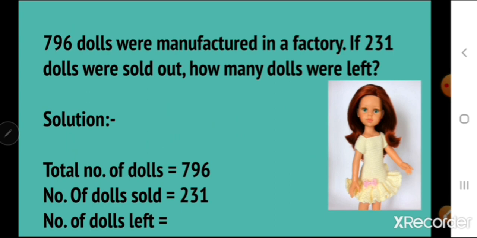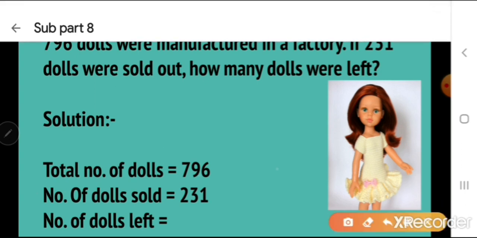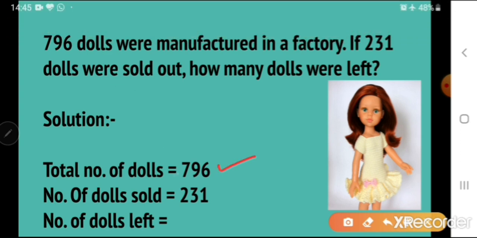After that, you are going to write the solution. Okay, first frame the question, then write down the solution. In the solution, what is given to us? Total number of dolls is equal to 796. Number of dolls sold is equal to 231. We have to find out the number of dolls left. How many dolls are left, that we have to find out. So we have to subtract.